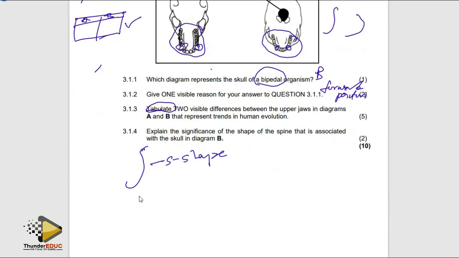But what is this S shape for? It allows flexibility of the organism. So it makes the movement a little bit easier.